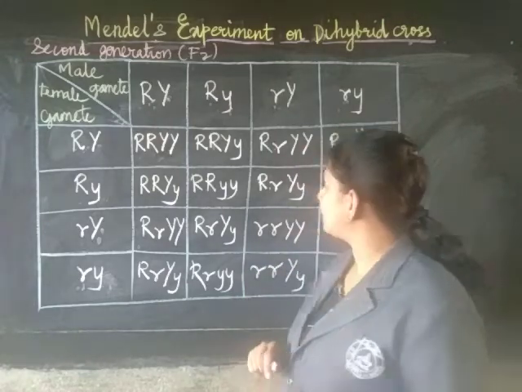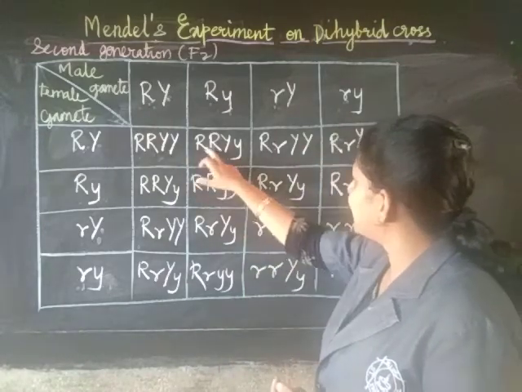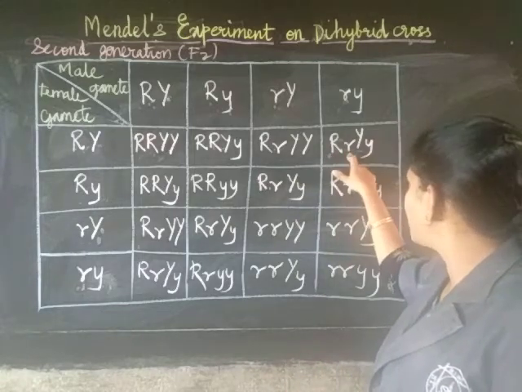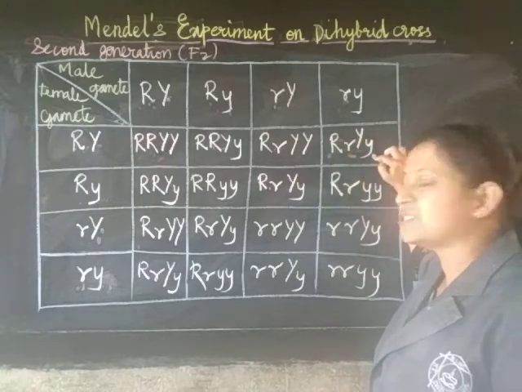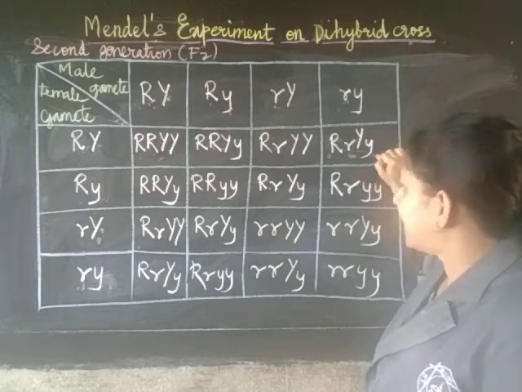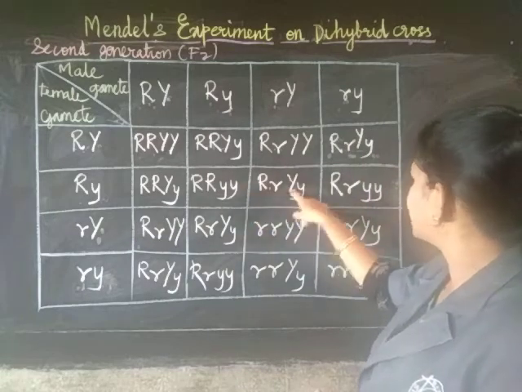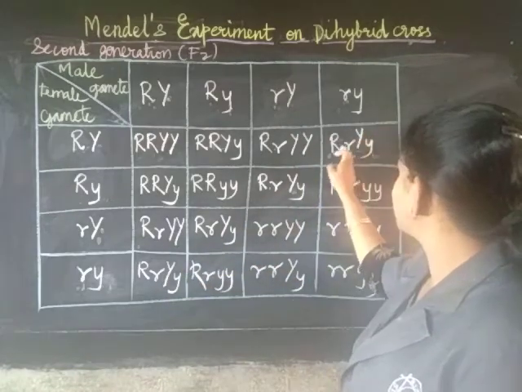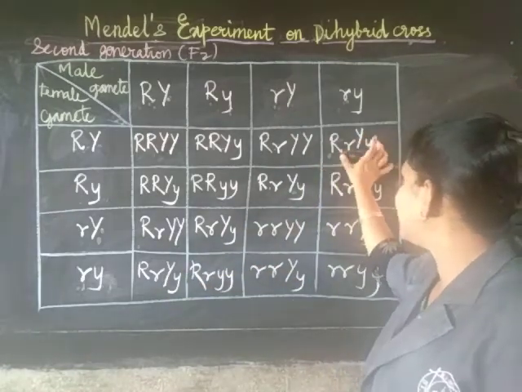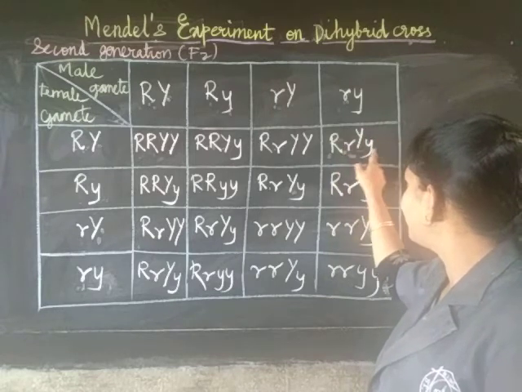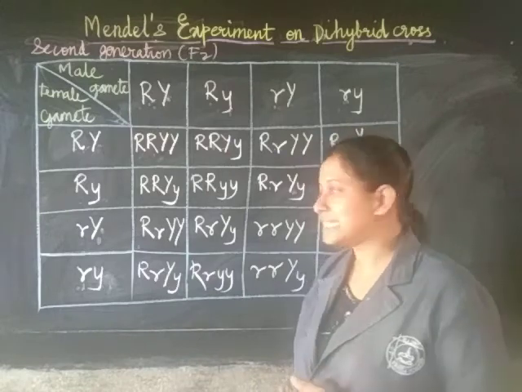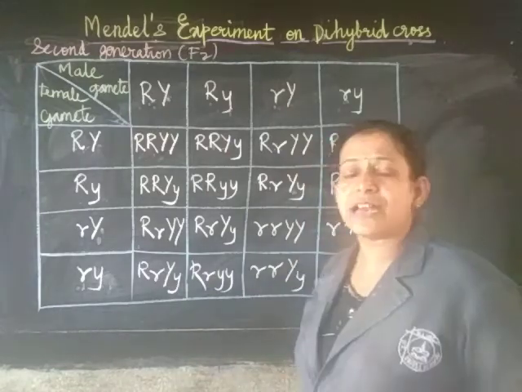Now second was the parental generation P2, that was capital R, small r, capital Y, small y. Let's see how many combinations are there. Capital R, small r, capital Y, small y. This is one. This was parental generation P2. Anywhere else you can see? Here you can see. All these were P2 generations, that is capital R, small r, capital Y, small y. All these were parental generation P2. Correct?